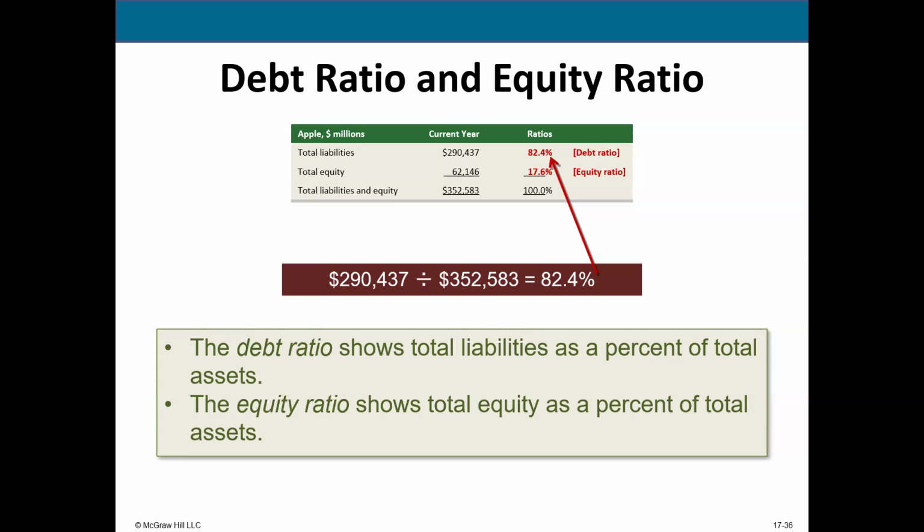Now you can see that when we add the total debt ratio and the total equity ratio together, we get 100%, which represents the total financing structure for the company. This means that Apple is using primarily debt to finance their operations.